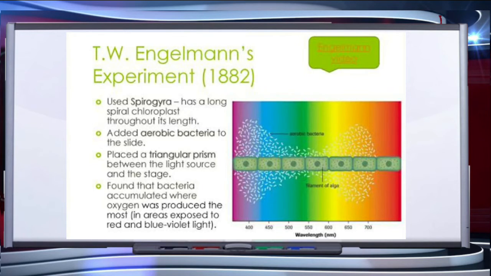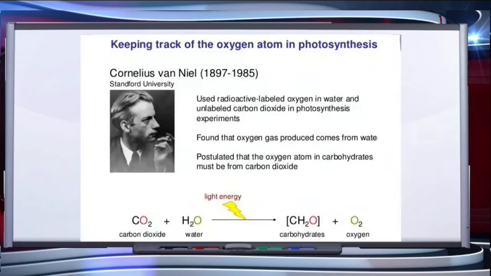He observed that the bacteria accumulated mainly in the region of blue and red light of the split spectrum. He first described the action spectrum of photosynthesis. The action spectrum resembles roughly the absorption spectrum of chlorophyll a and chlorophyll b.